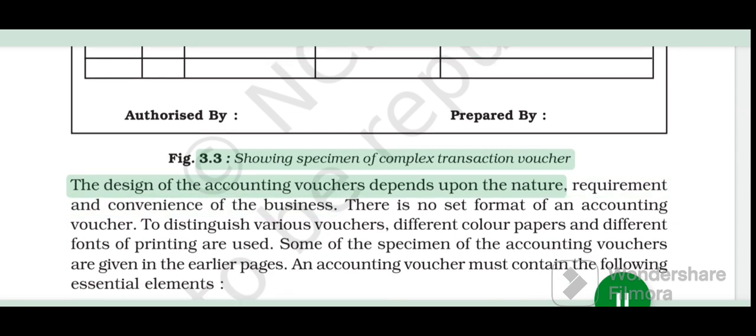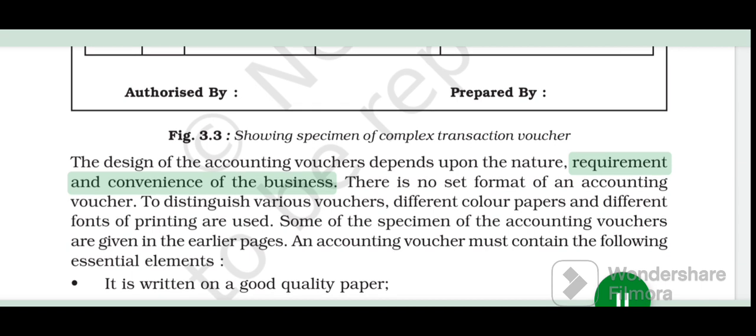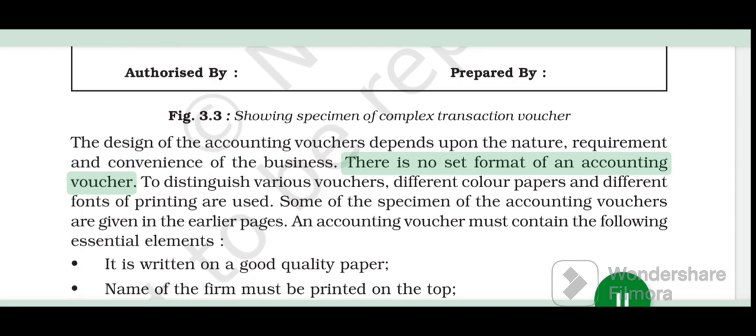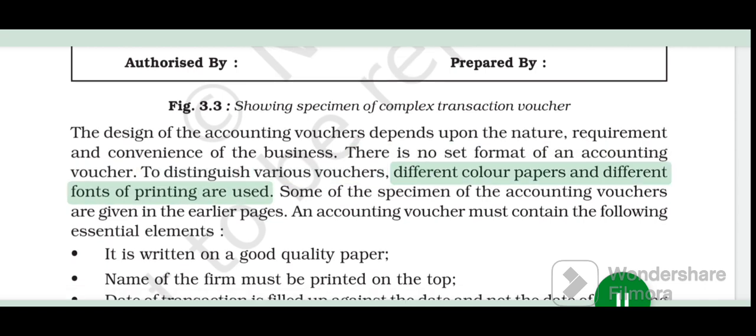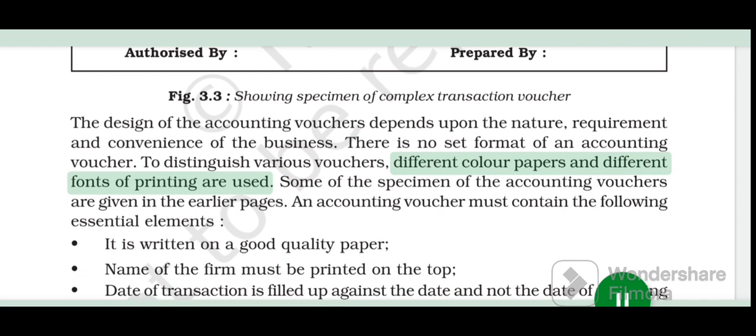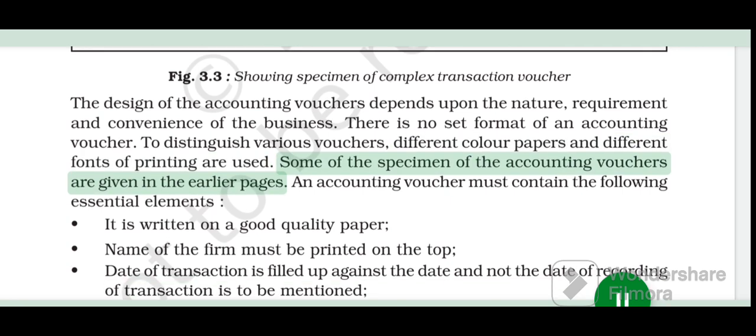3.3, showing specimen of complex transaction voucher. The design of the accounting vouchers depends upon the nature, requirement and convenience of the business. There is no set format of an accounting voucher. To distinguish various vouchers, different color papers and different fonts of printing are used. Some of the specimen of the accounting vouchers are given in the earlier pages.